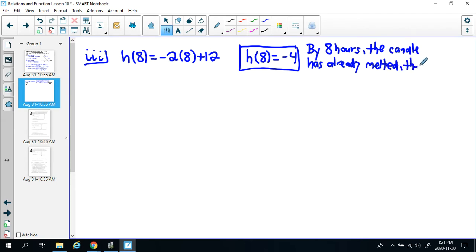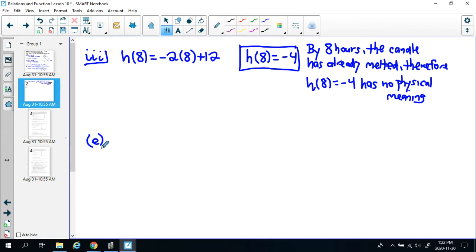Therefore, h of 8 equals -4 has no physical meaning in the context of our problem. Okay, candle's already melted. All right, let's go to E. So E says, how long will it take the candle to burn down to a height of 7 centimeters?